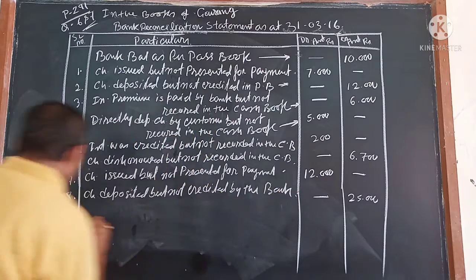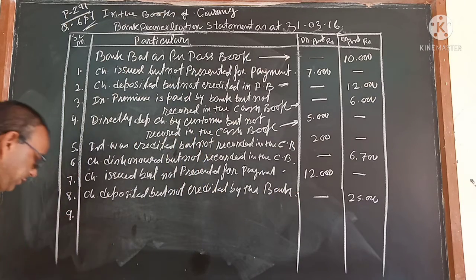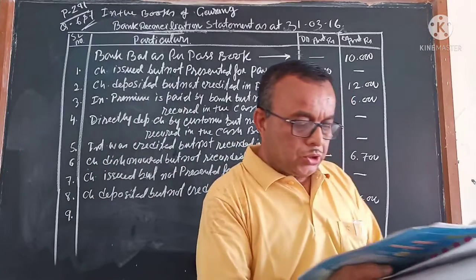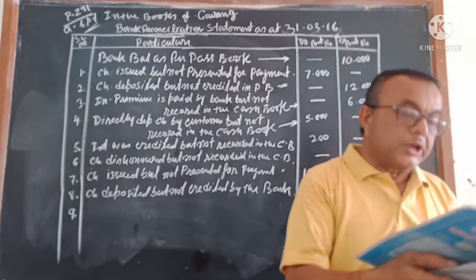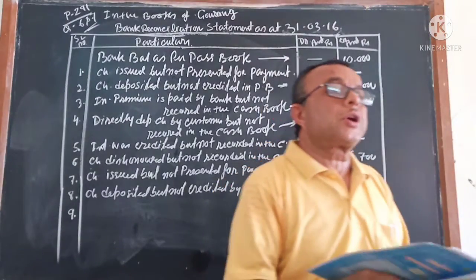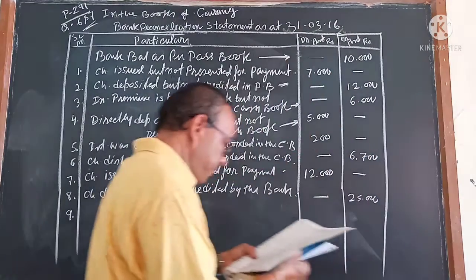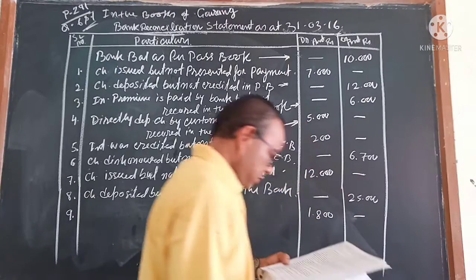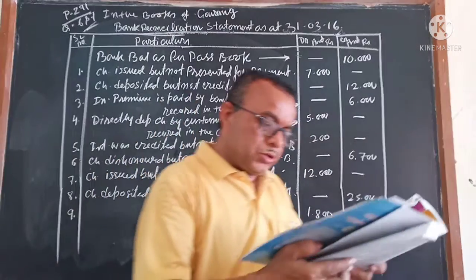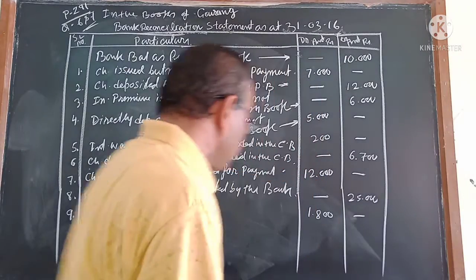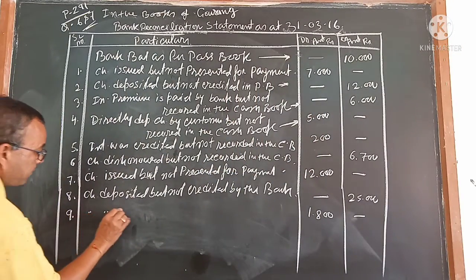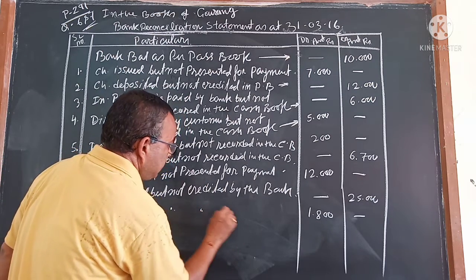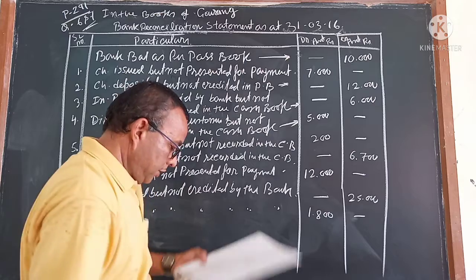Bank. Number 9. A check of rupees 1,800 was deposited with the bank, which is not recorded in the cash book. You deposited but you had forgotten in your cash book. It was not debited. So you have to debit it. Check of rupees 1,800 was deposited in the bank, which is not recorded in the cash book. Check deposited but not credited by the bank. Same meaning, na?